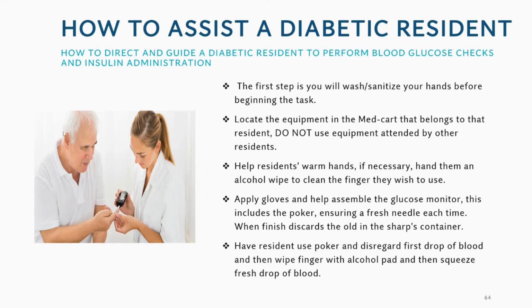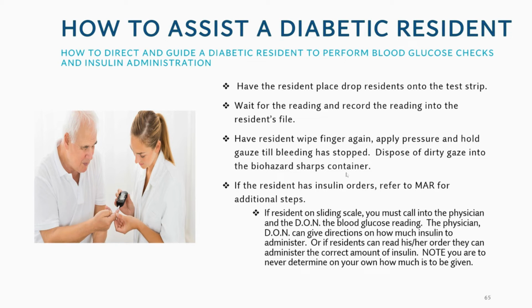Have the resident use a poker, disregard the first squeeze of blood, and then wipe the finger with an alcohol pad, and then squeeze a new amount of blood to be used on the monitor. Have the resident place the drop onto the test strip, wait for the reading, and record it into the resident's file. We should be keeping a glucose log even if they're on a telephonic system, because sometimes the equipment can fail.